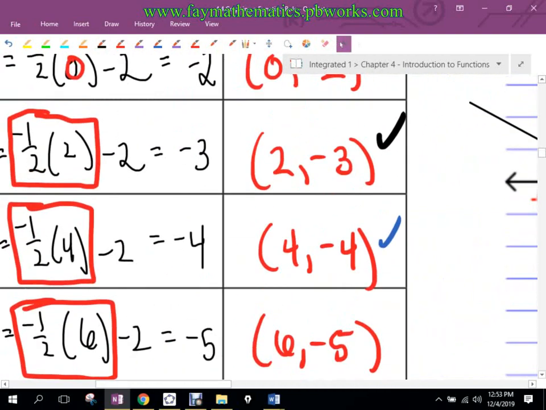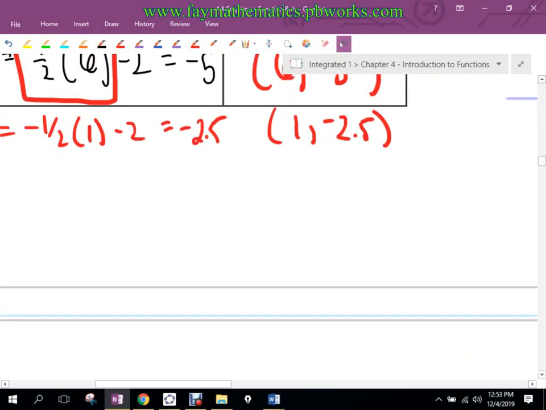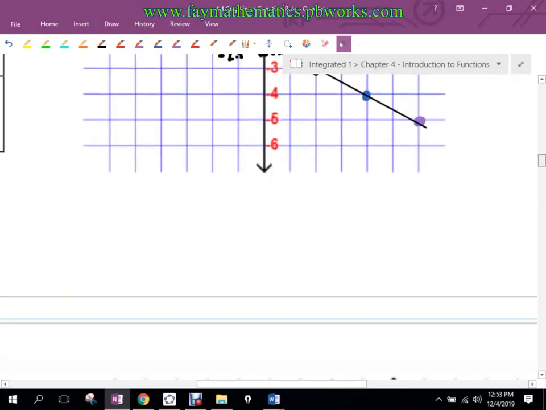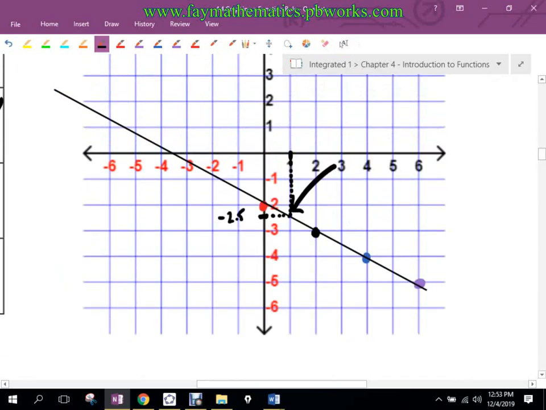Does that make sense with what we found over here when I actually evaluated x to be 1? What was y? -2.5. Does that make sense to everybody? So we are seeing, even though they might not be explicit about exactly what the ordered pairs are, that if I asked you to evaluate this equation at 3, I'm going to find 3, go down to where I touch that line, and then go straight over. What do you think I'm going to get if I put 3 into that equation? -3.5, right? Does that make sense? Okay.